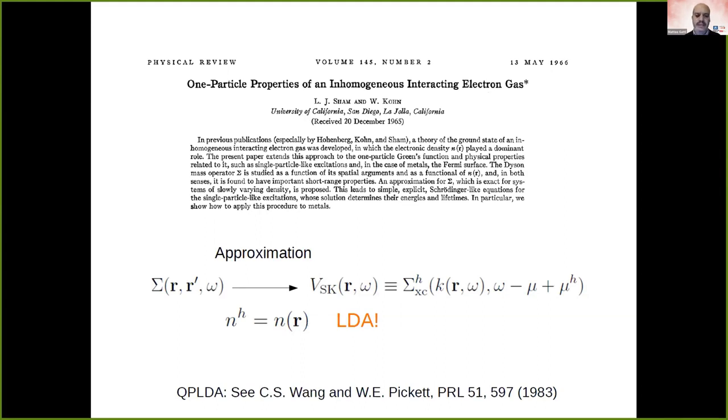This idea has then been used in practice by, for example, Wang and Pickett in the 80s for calculating band structures of real materials like silicon. And this goes under the name of quasi-particle local density approximation. Now, this approach is not popular anymore, and it has been outseated by GW calculations in real materials. But I think that now maybe it's time to revise this old idea and to take inspiration from these old ideas of Kohn and Sham.